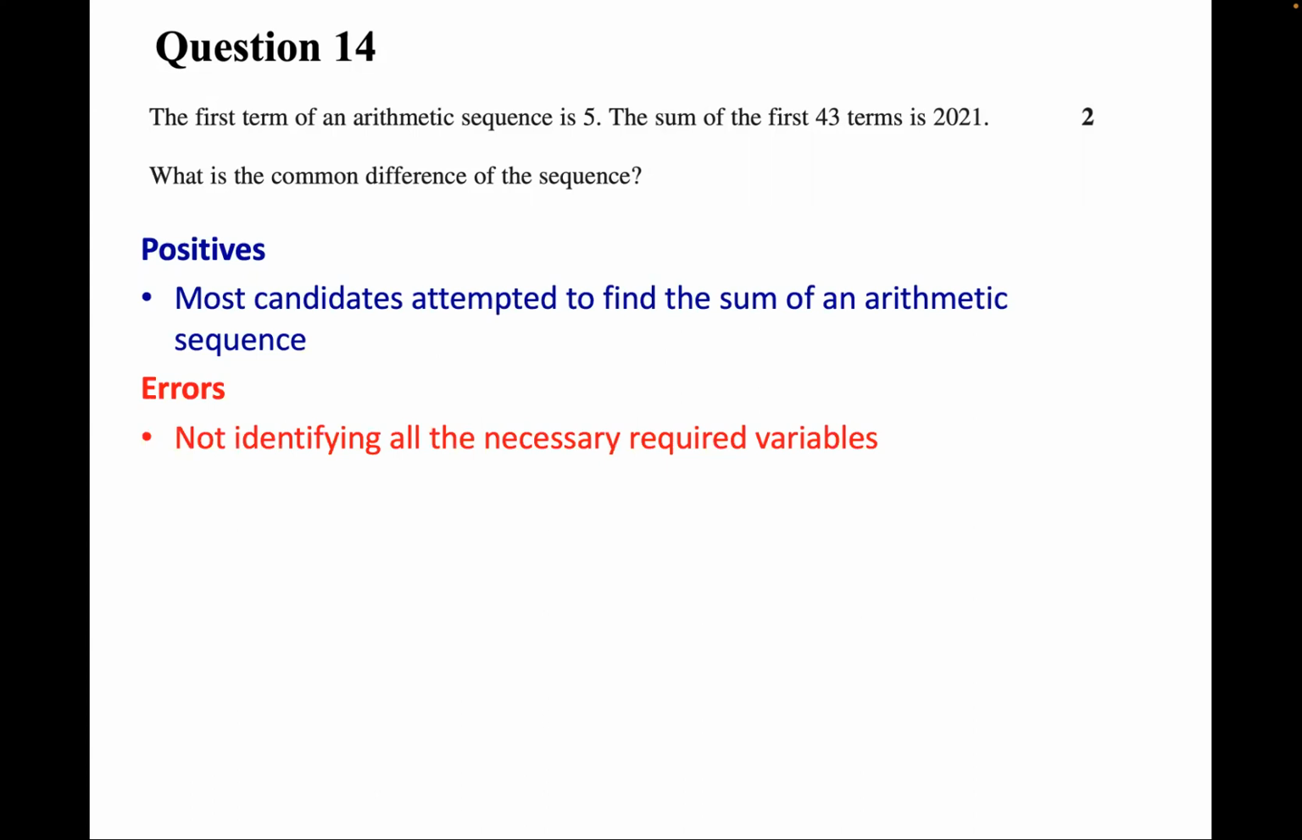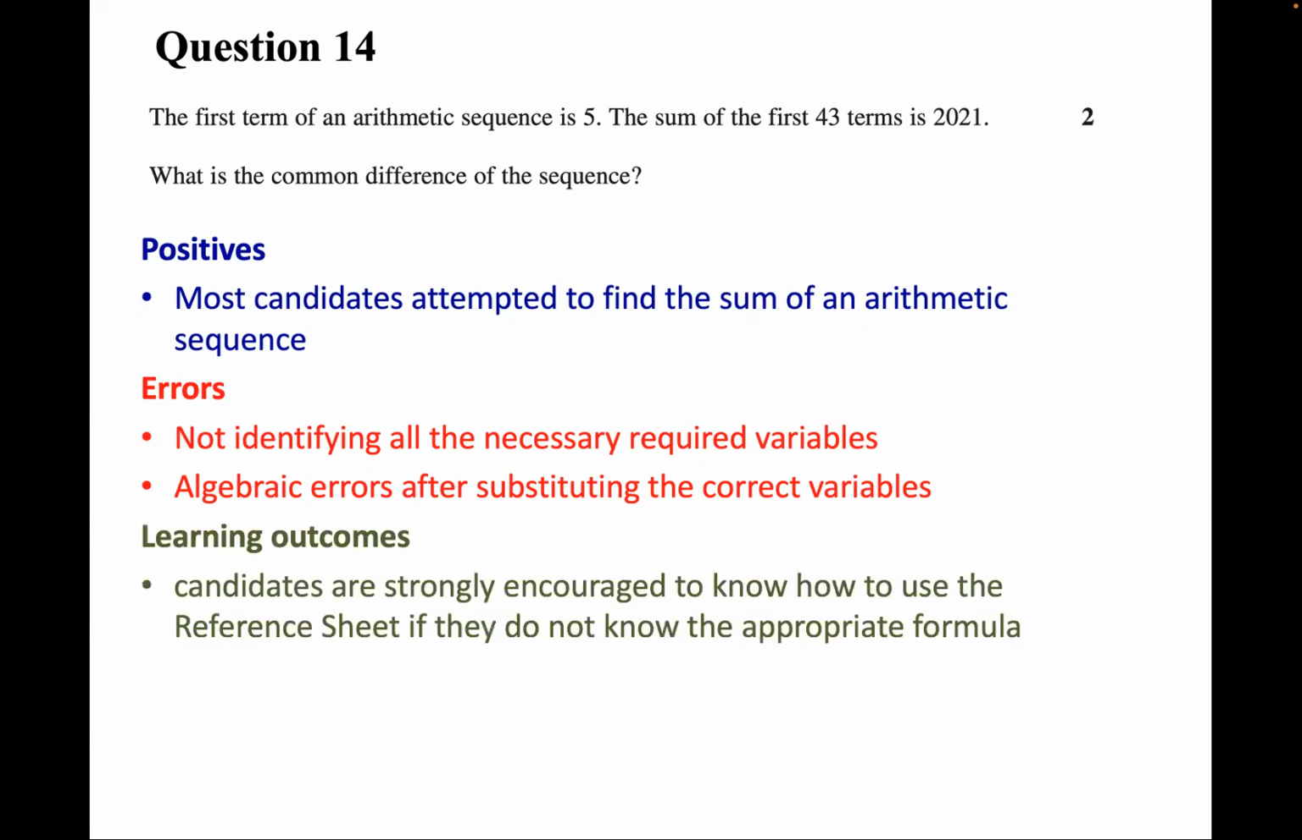Some students couldn't identify all of the variables required. So they may have recognized that a was 5, but they couldn't recognize one of the other variables, or they may have actually mixed variables up, which could sometimes obviously lead to errors. Some people had the correct variables, but when they were plugging those variables into the arithmetic formula, they made some algebraic mistakes and that led to a final result that was not correct.